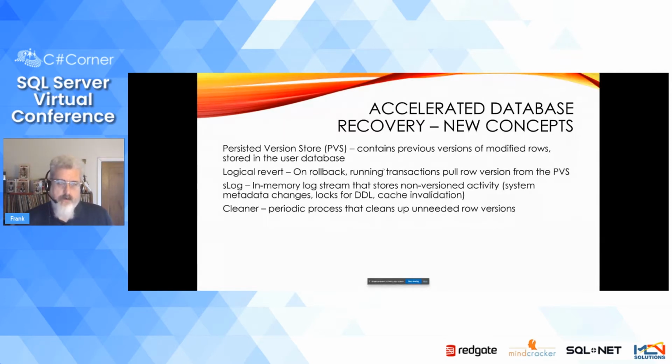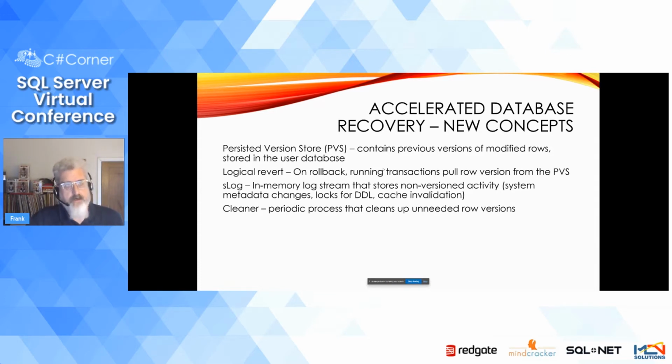So that is where changes to the data happen. There are a handful of non-versioned activities that go on, things like system metadata changes, or locks for data definition language, or cache invalidation that can't be versioned. Those are written into an in-memory log stream called the slog. And that activity is much less in volume than transactional activity in an OLTP system. So the amount of data that's written there is minimal, and it's also resident in memory. So that will speed things up.